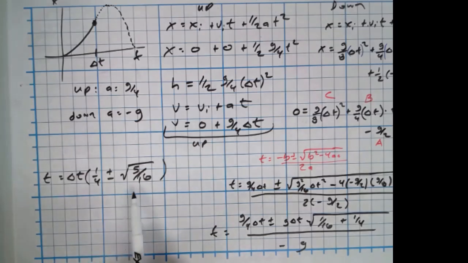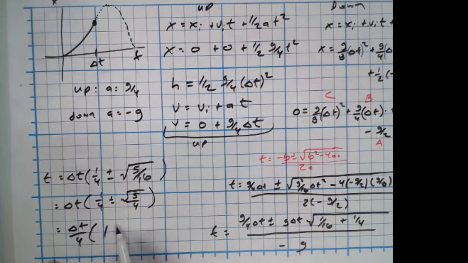All right. Well, the square root of 16 is 4. So that's going to give me delta t is 1/4 plus or minus the square root of 5 divided by 4. So then I can factor out the 4, and you get delta t over 4 times 1 plus or minus root 5.